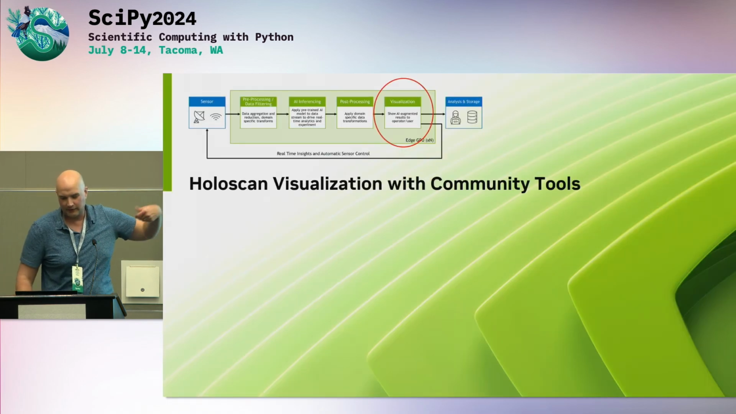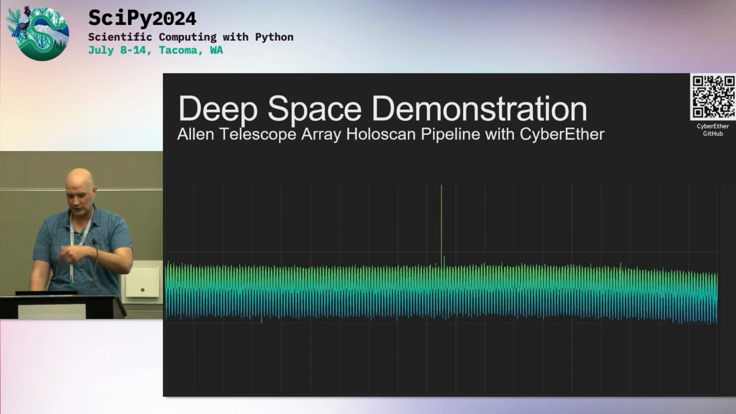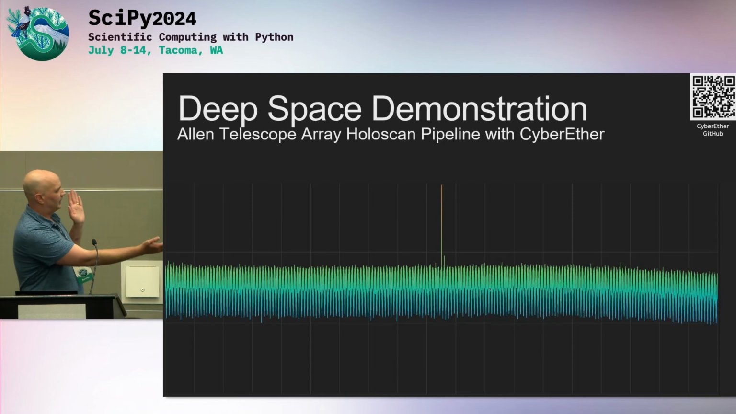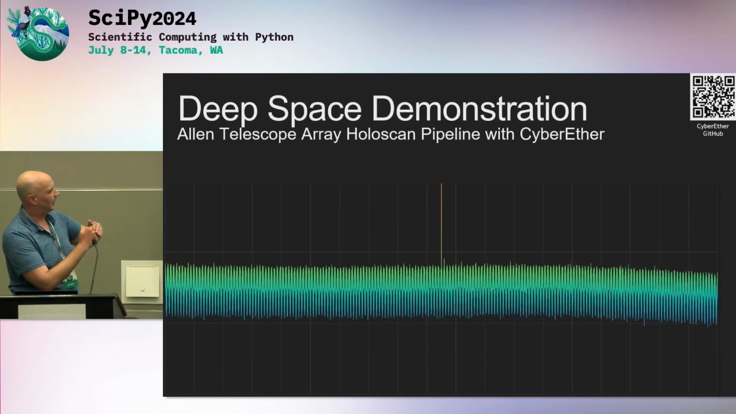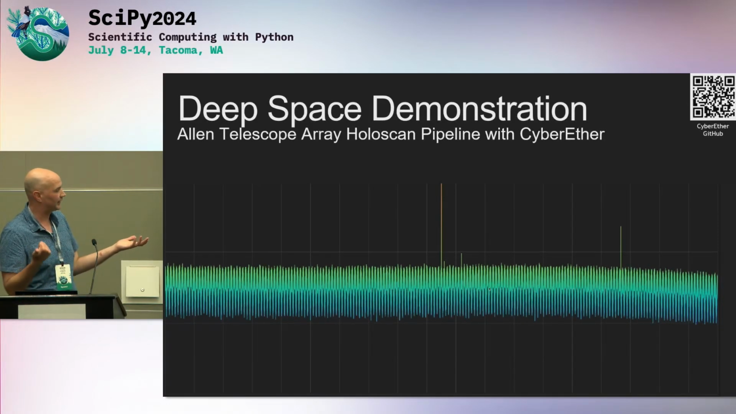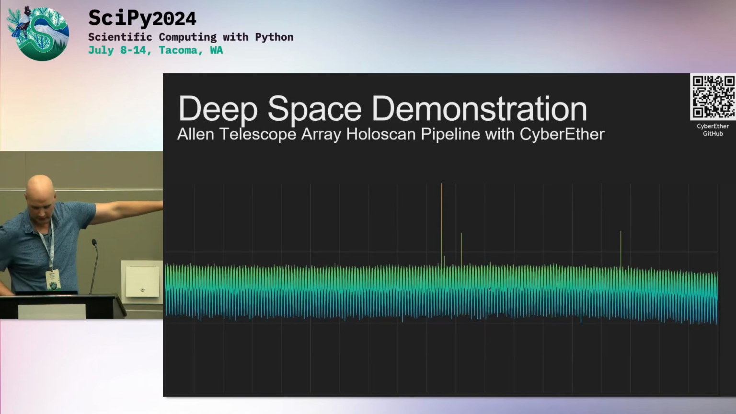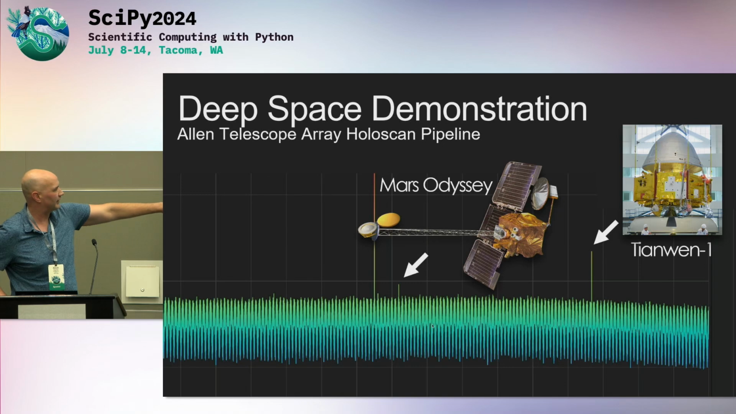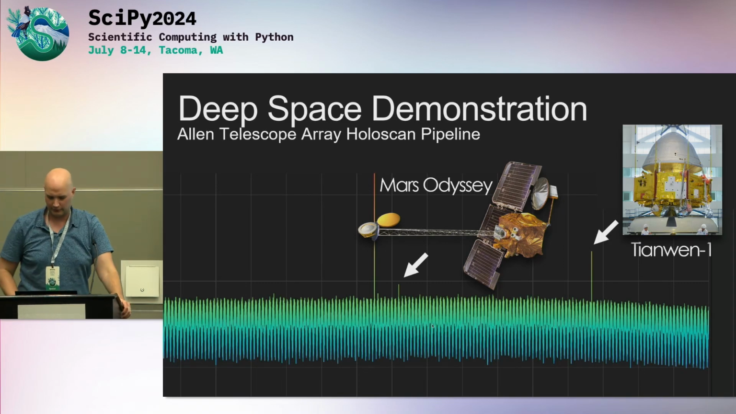And then finally, we have some visualization with community tools. Again, we're trying to be good citizens with the work that we've done. Luigi built a Holoscan pipeline that ingested 500 megahertz of data from the Allen Telescope Array, did some Holoscan-based GPU beamforming and channelization, and we visualized it with his tool CyberEther. You can see two peaks on the right-hand side: the one on the far right and one close to the middle. If you demodulate this, that's the Mars Odyssey orbiter and then the Chinese Tianwen-1, right? So we have this real pipeline that's finding real telemetry in outer space from really far away.